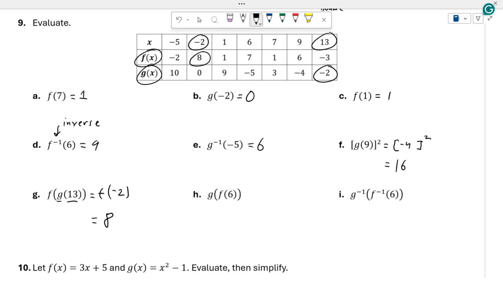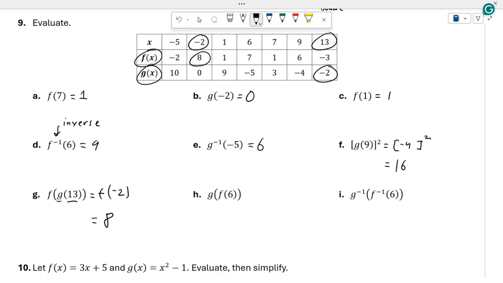I took 13, I plugged it into g, I got -2. I took that -2, I plugged it into f, and I got 8. That's how composition of functions works. And in this case, we're using a table. Again, functions can be graphs, functions can be equations, but in this case, we have a table, so this is how you handle it when you're given a table.